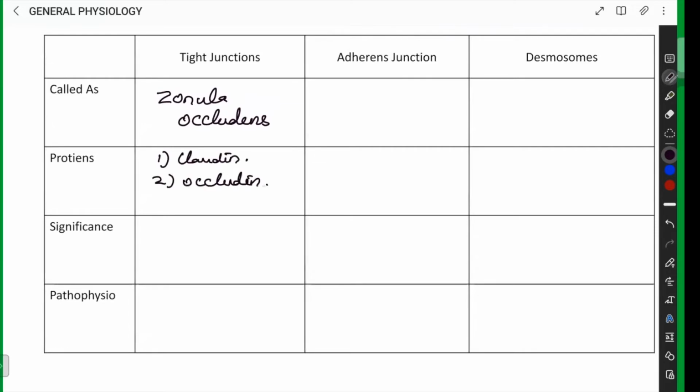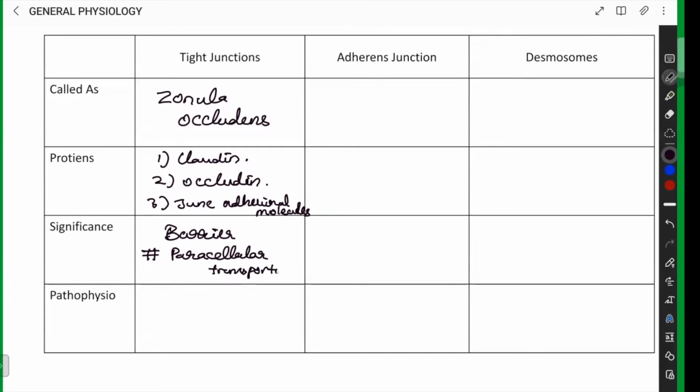And number 3 is going to be your junctional adhesion molecule. These are the 3 proteins that are going to be present. What is the significance? Always remember, it is going to act as a barrier. It is going to inhibit paracellular transportation.